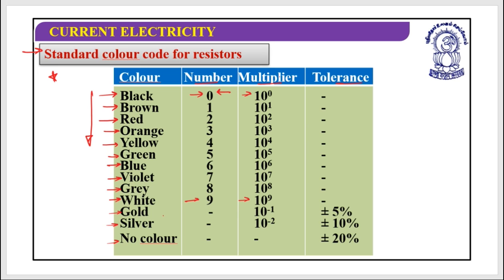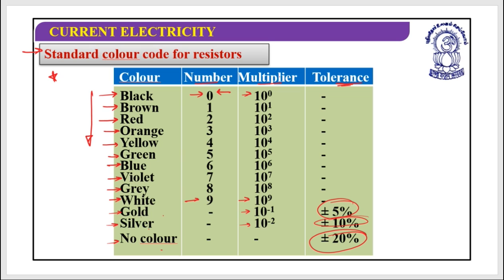And for gold and silver, I have 10 to the power minus 1 and 10 to the power minus 2. And last is the tolerance, meaning there can be a variation in the value of a resistance. If it's a gold band, there can be a tolerance of 5%. If it's silver, a 10% variation could be there. And if there is no color, there could be a variation of 20%. I hope those things are clear.